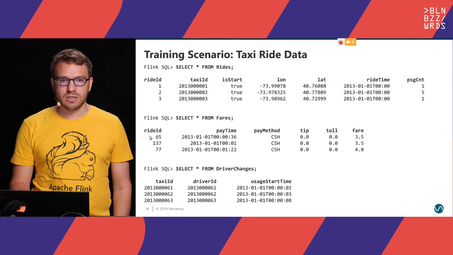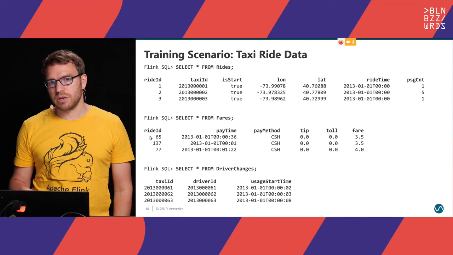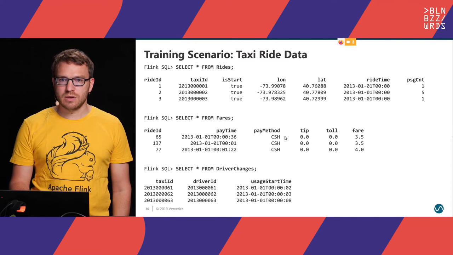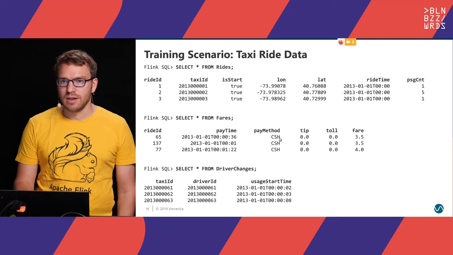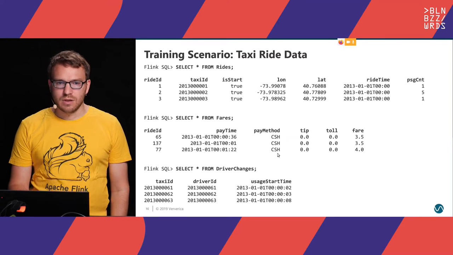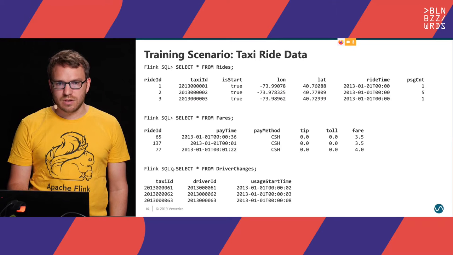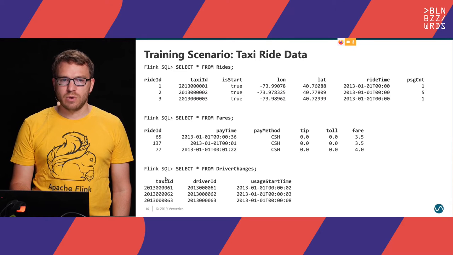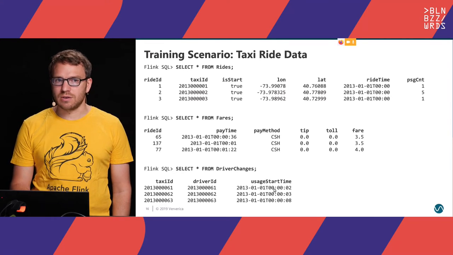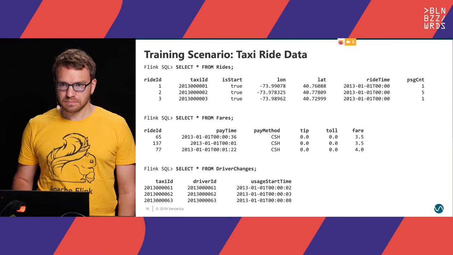We have the ride ID. Basically, you want to know for which ride somebody paid. There's the time when the payment happened. There's the payment method here. Yeah, this CSH means cash, I guess. Amount of tip, tolls, and fare. And then there's this driver change table where we have a taxi ID, the driver ID, and the timestamp when the driver started using the taxi.